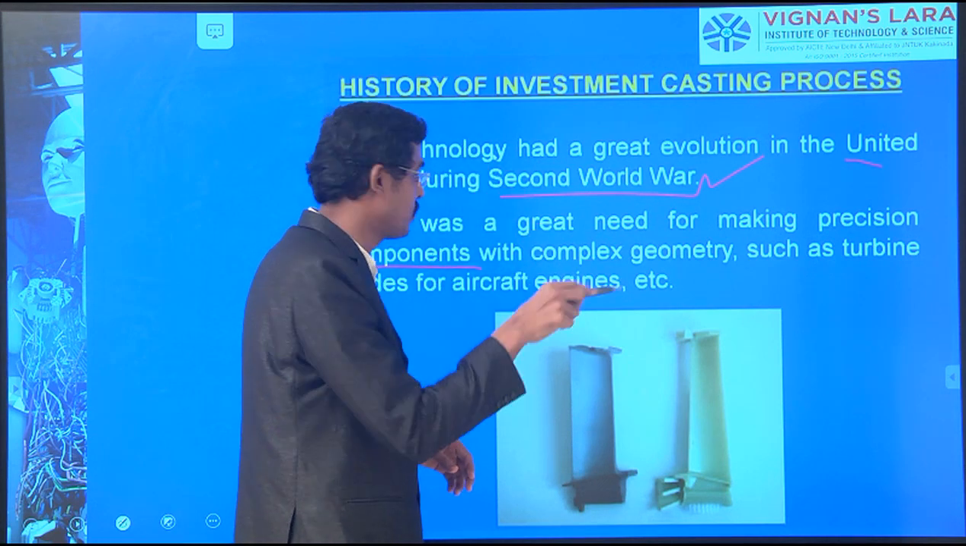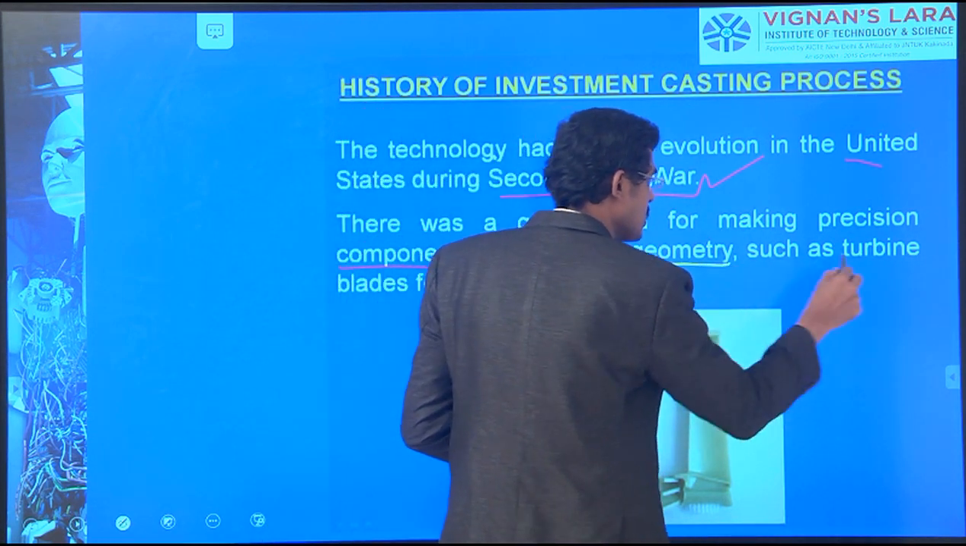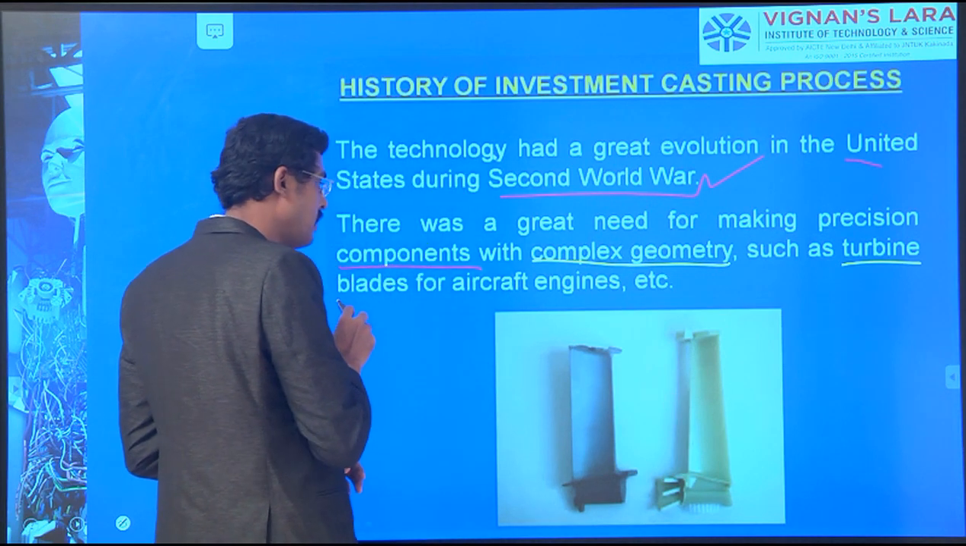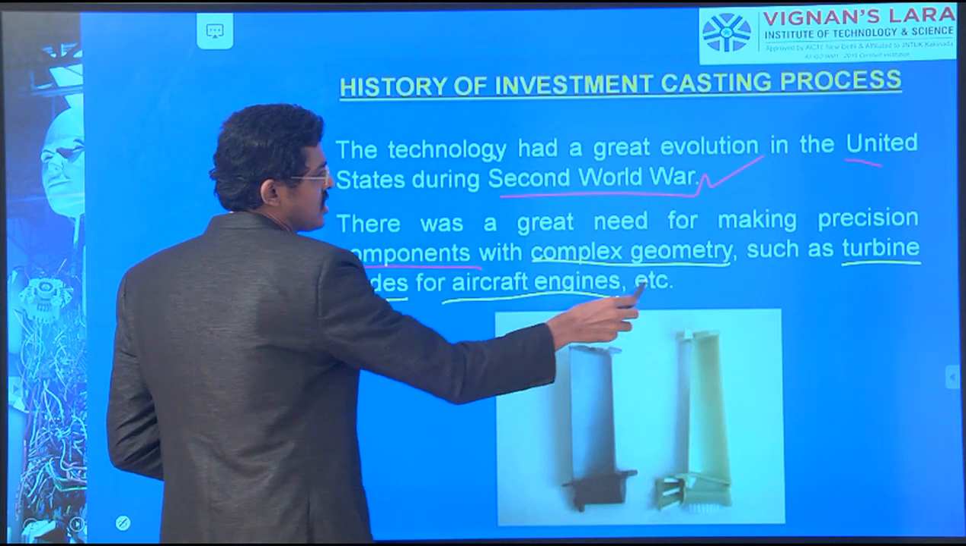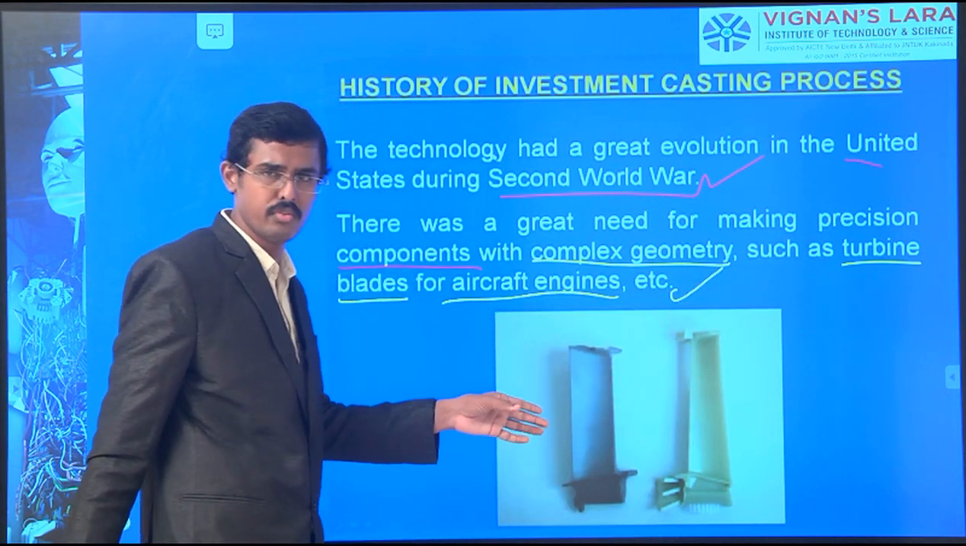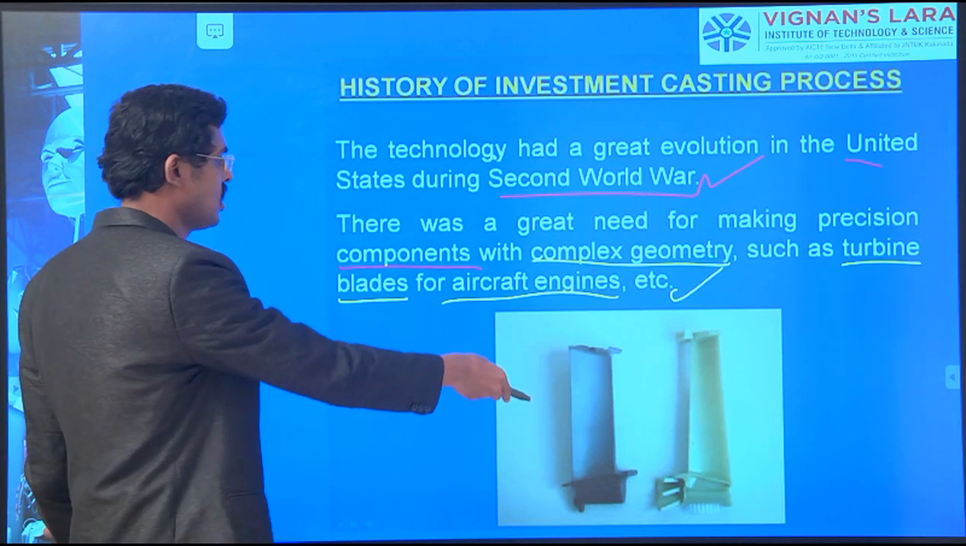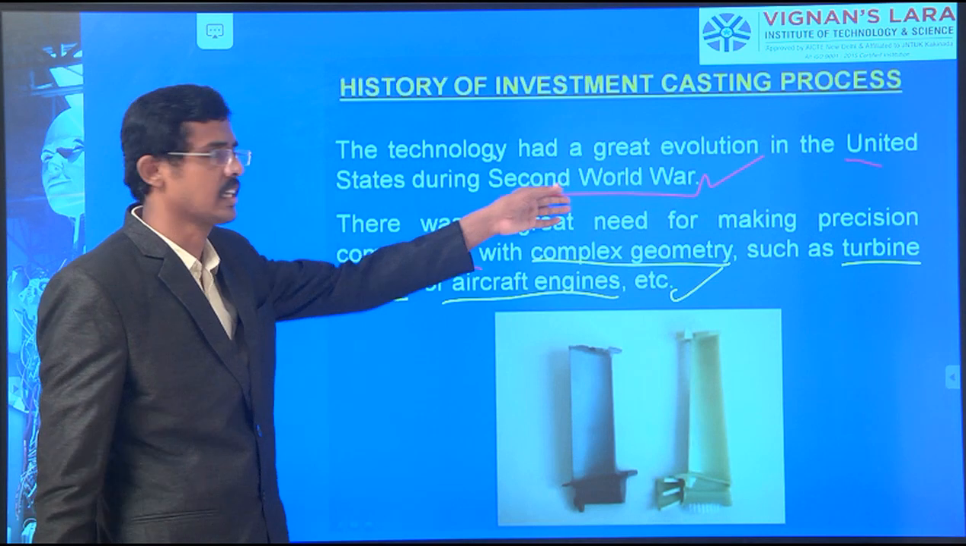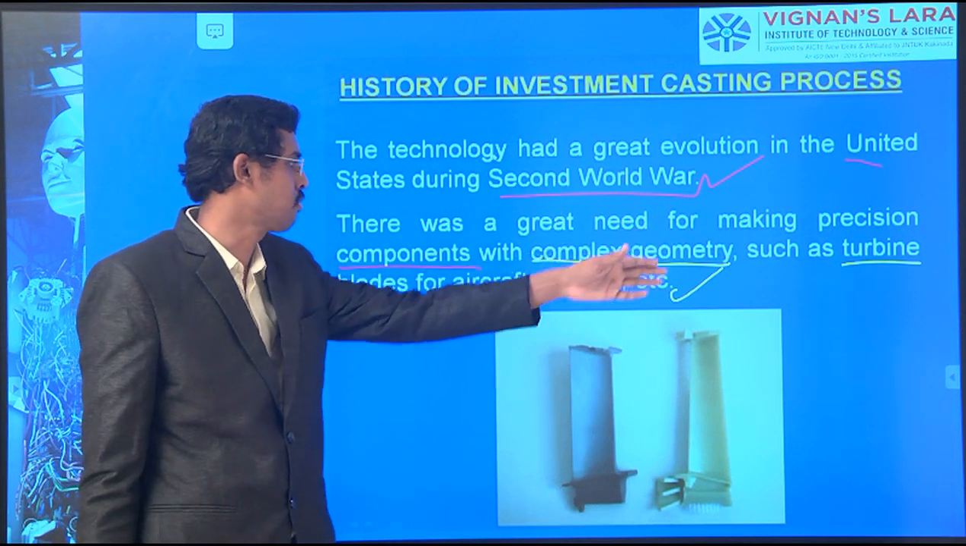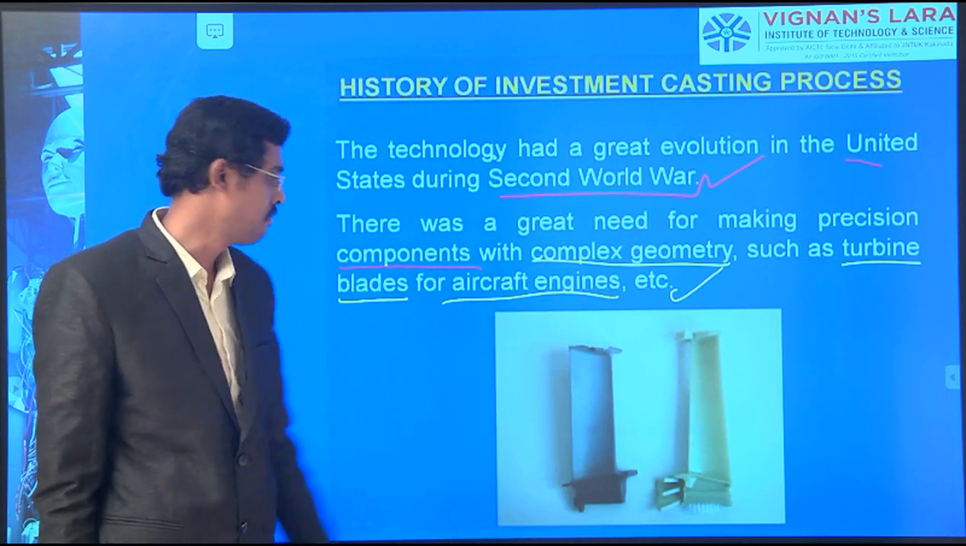Thin and complex geometry, such as turbines and blades in aircraft engines. Everything they have made. A few photos I have included for our easy understanding. These were all made during the Second World War for the making of turbines and blades.